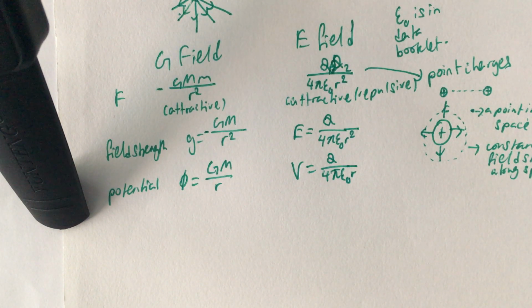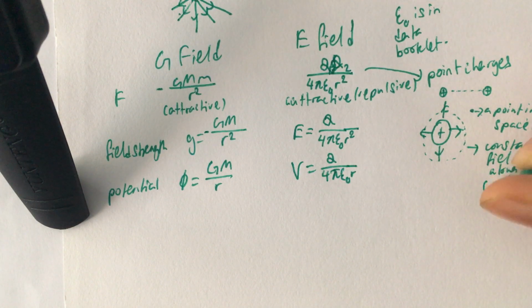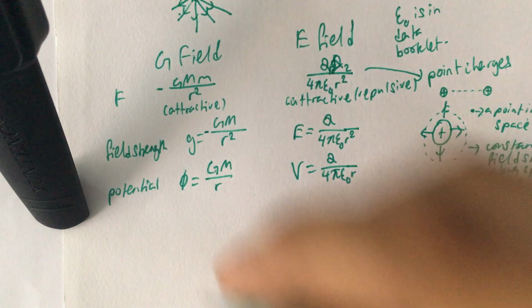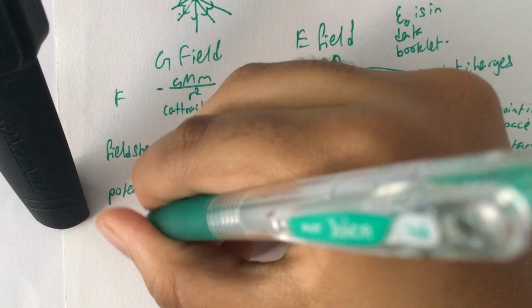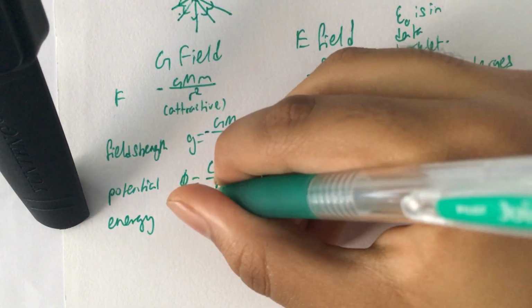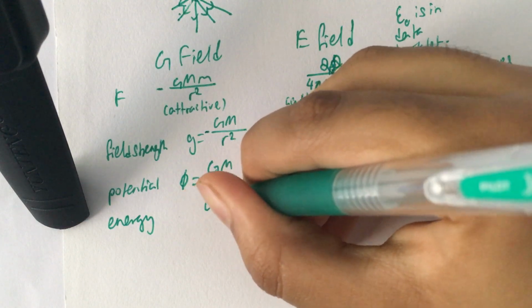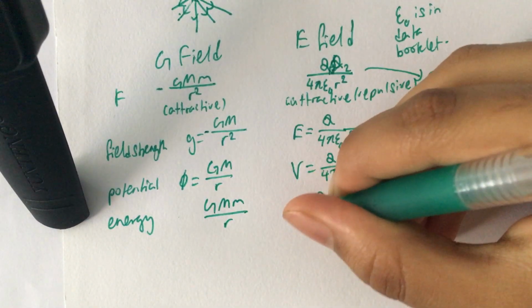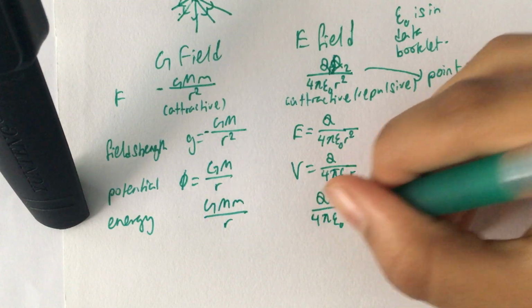If you're looking at energy, gravitational potential energy would be big G, big M, small m over R. And in electric field, it would be pretty similar. The energy equals Q1 Q2 over 4 pi epsilon naught R. So it's very similar. That's how you remember two topics in one. Just remember the differences and everything else is similar.